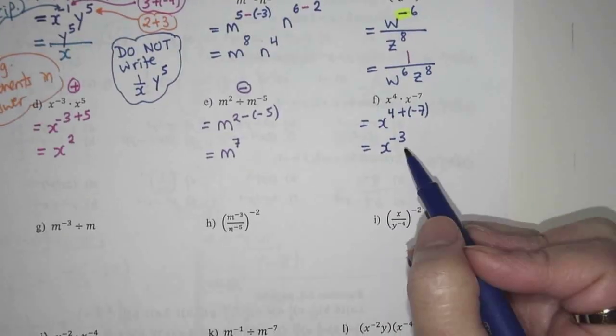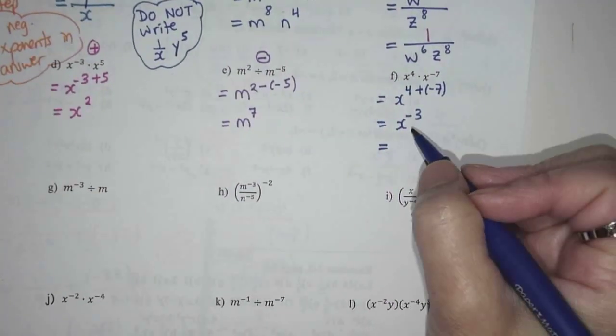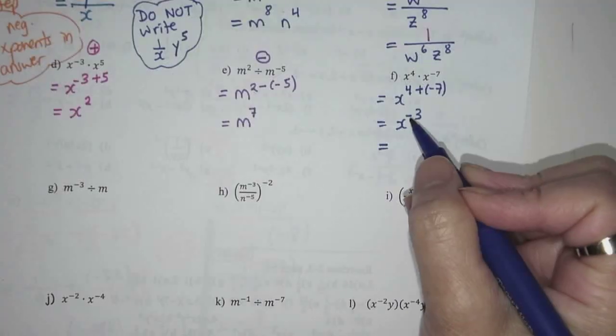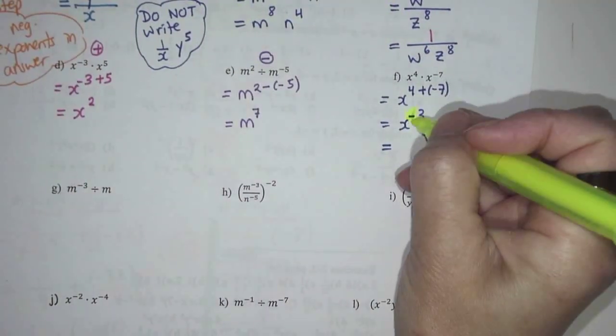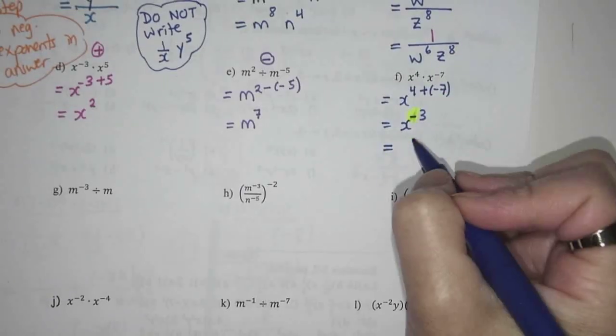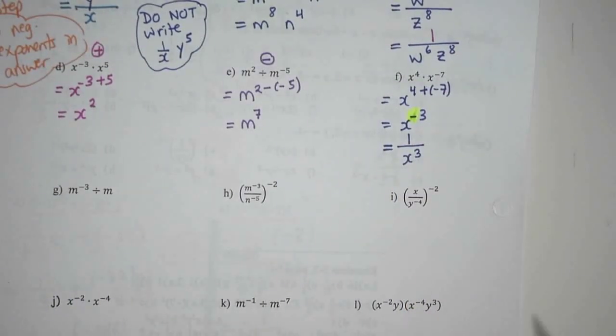Oh, wait, we can't leave our answer with a negative. So we don't want to leave our answer with a negative. If we're not going to leave our answer with a negative, that means reciprocal. So this negative means reciprocal. That means the x needs to go in the denominator with the 3, so it's a reciprocal, and we're going to leave a 1 on the top.